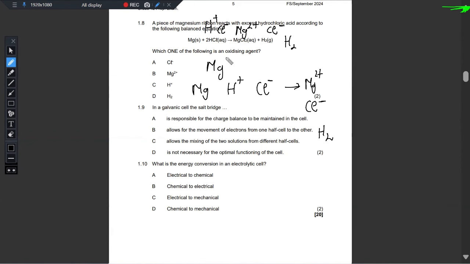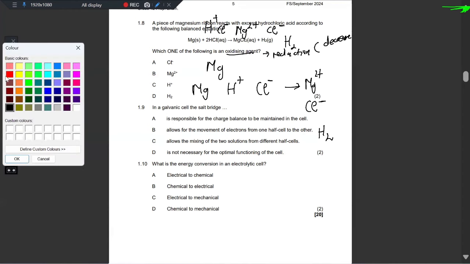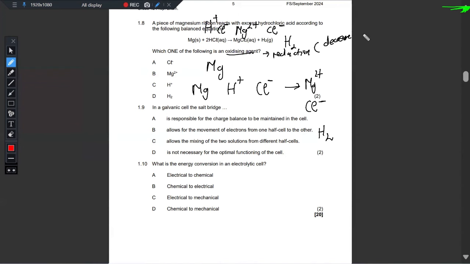Now let's check which one is an oxidizing agent. Oxidizing agent undergoes what? Reduction. So which one is being reduced? Now, reduce means that it has to decrease in oxidation number. So let's compare. If I compare Mg to Mg2+ on the product side, this is not a decrease in oxidation number. It's actually an increase in oxidation number. So this here would have to be oxidation.